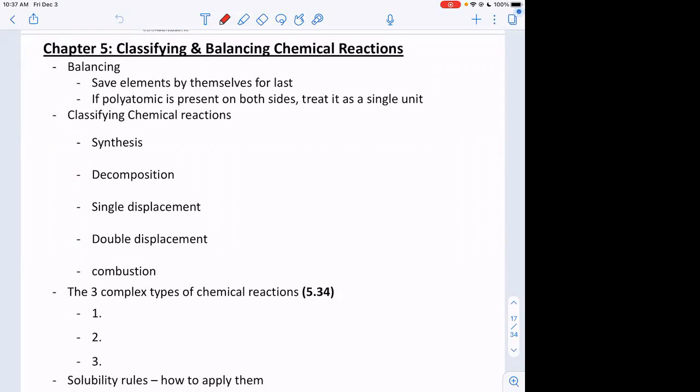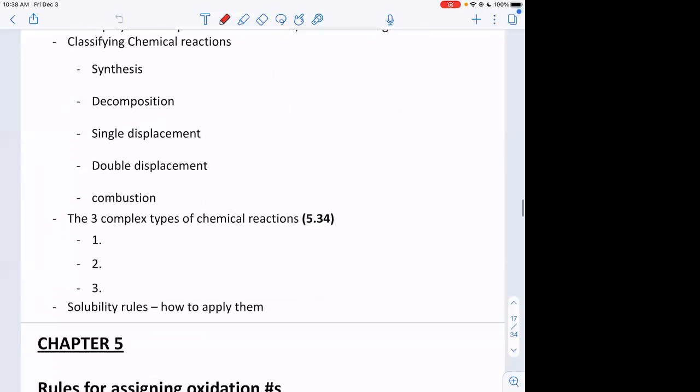is right here. So we mostly learned how to write and balance chemical reactions in chapter 5 and classify them. We learned lots of different ways to classify them. We could classify them as like these 5 right here, the synthesis or combination, decomp, single, double displacement, or combustion. And then we also learned precipitation, redox, and acid base.